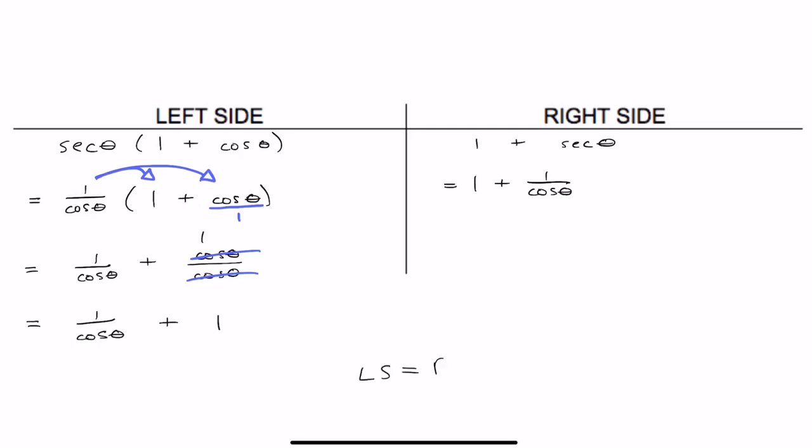1 over cos plus 1 is the same as 1 plus 1 over cos, so the left side equals the right side, so we are finished. This proof is done. We've shown both sides are the same, so we got to the same thing. Those two little slashes is just a typical way to end a proof.